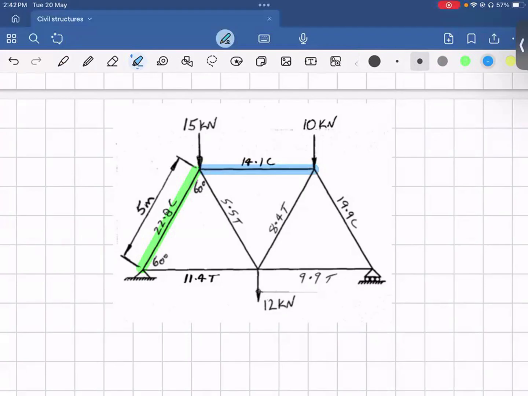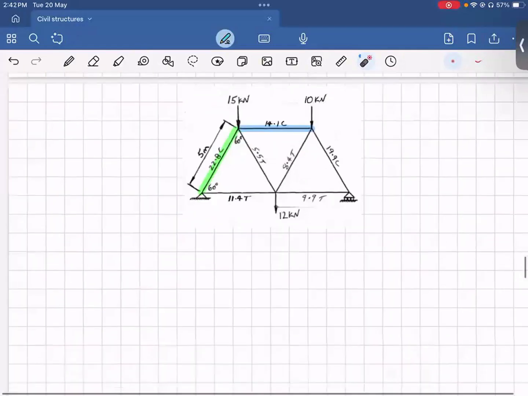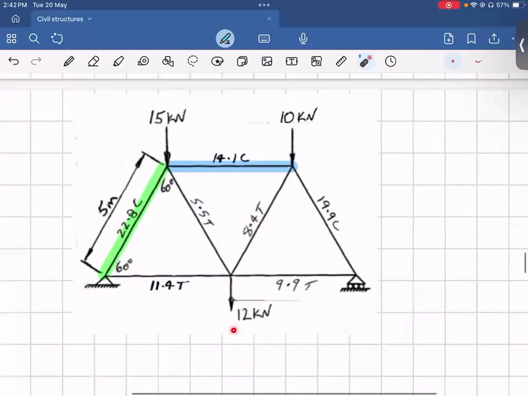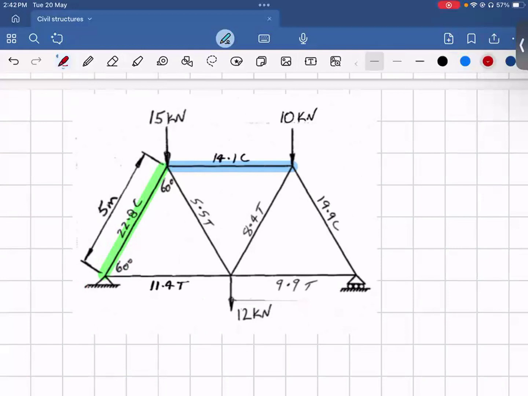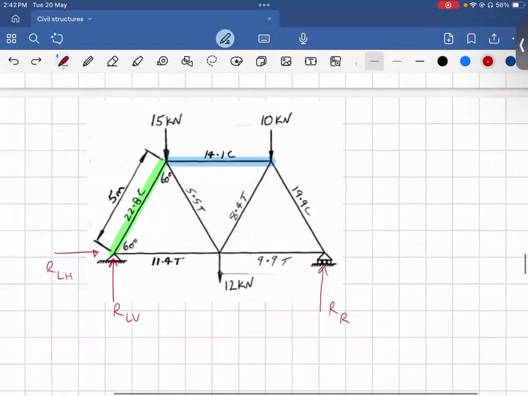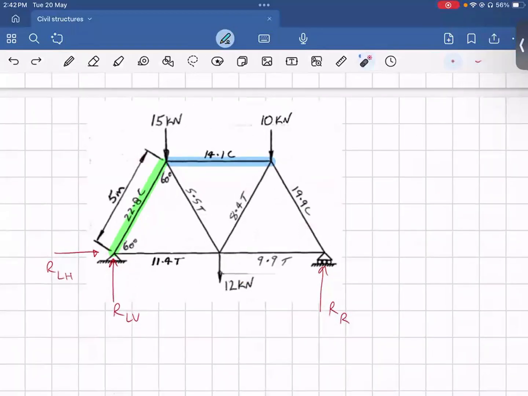So what we will do is go through both method of sections and method of joints in terms of how to solve this. So the first step with any truss is to find the reaction forces. So we want to label them in. So we have RLV going up, RLH going to the right, and then we have RR going upwards. Now, by analyzing this, we know that there are no horizontal forces being applied, so we can just get rid of RLH because it's going to be equal to 0.